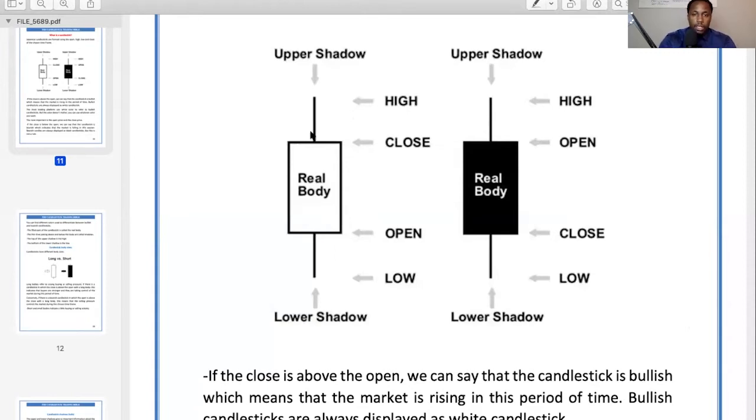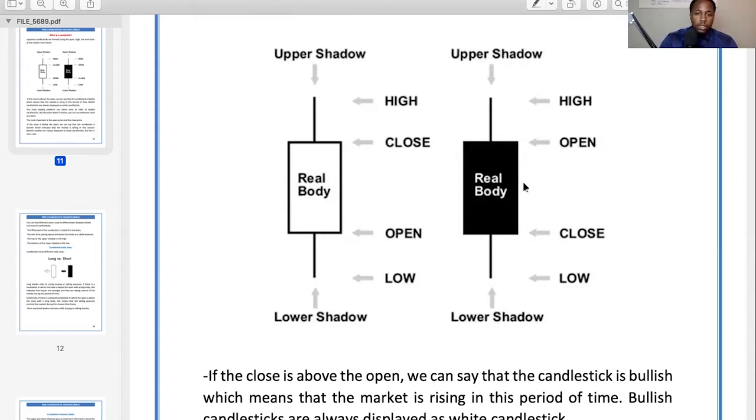So when you have the end of the candlestick, which is called the wick, you have a high, you have a close, then you have an open, and then you have a low. And then the same thing for the second example. The only difference is really showing you the difference between a bullish candle, which you can see on the left, and then a bearish candle that you see on the right.